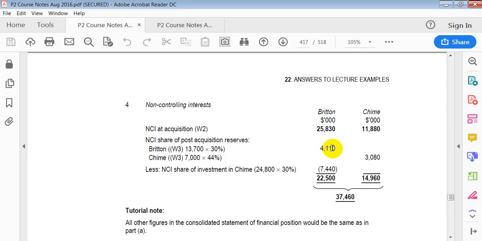NCI. That is, from the consolidated retained earnings, you get 30% of 13,700. You get 44% of the 7,000 for C, and the share of the investment of the NCI in C, 30% of 24,800, to give you Britain NCI 22,500 and C NCI 14,960, to give you a total of 37,400.